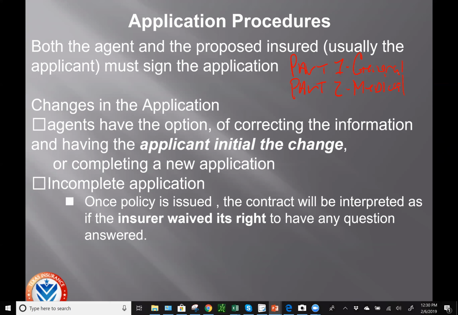All right, as far as an application goes, there has to be at least 2 signatures on an application: the agent and the proposed insured. Now, possibly 3 if there's third-party ownership.